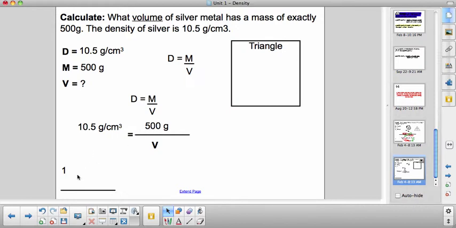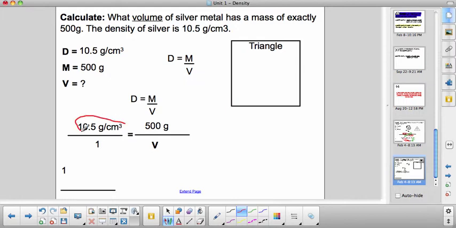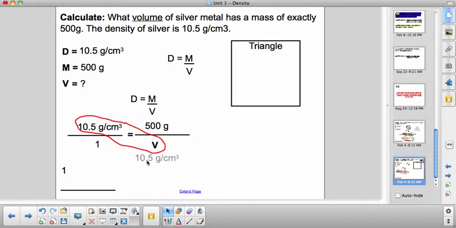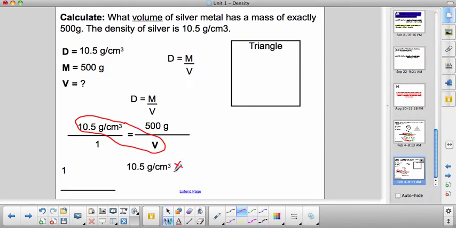Now we're going to use a cross multiplication system again. So we're going to take this density and put this value also over the number 1. So we are going to cross multiply. We're going to take the density, which is the 10.5 grams per cubic centimeter, and multiply it by the volume. So the 10.5 grams per cubic centimeter, I'm going to multiply that by volume.